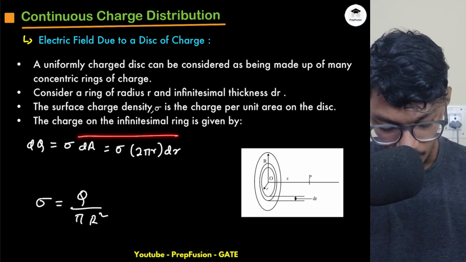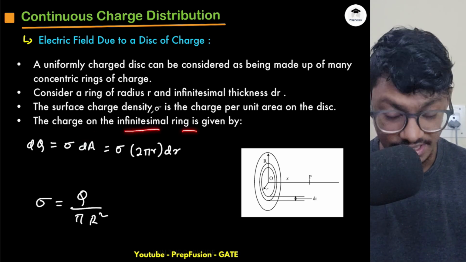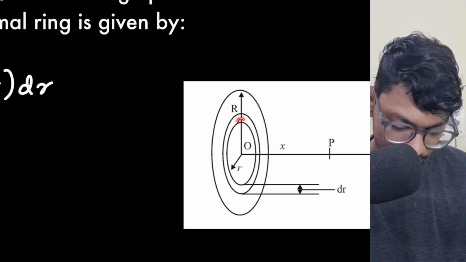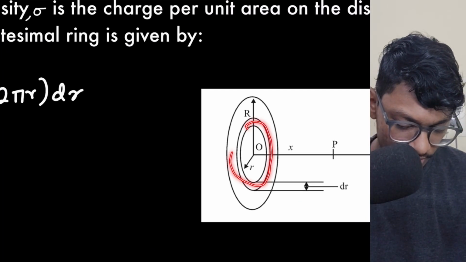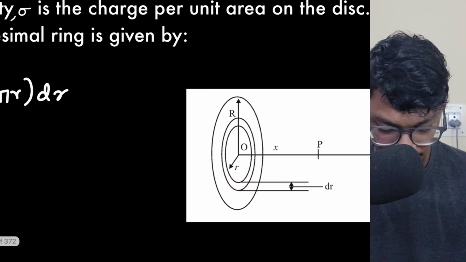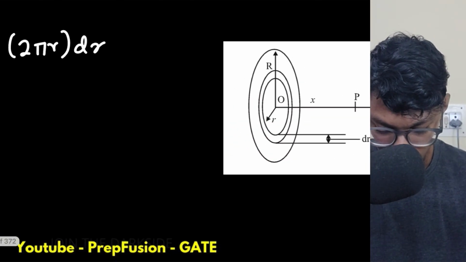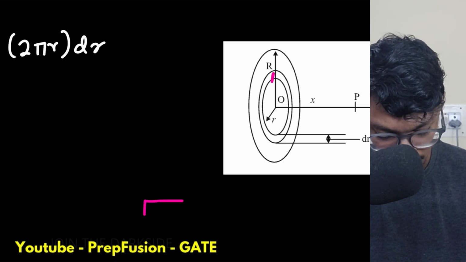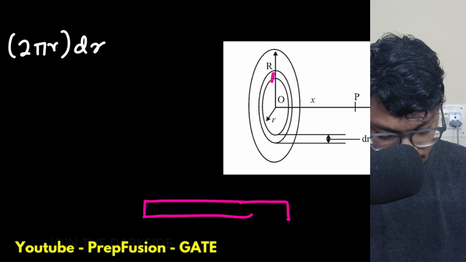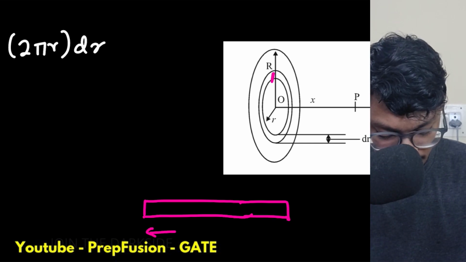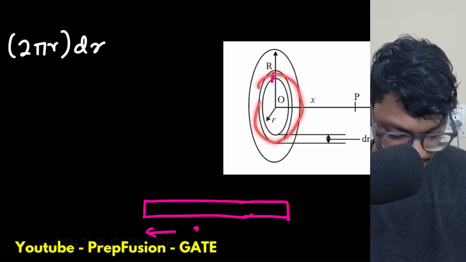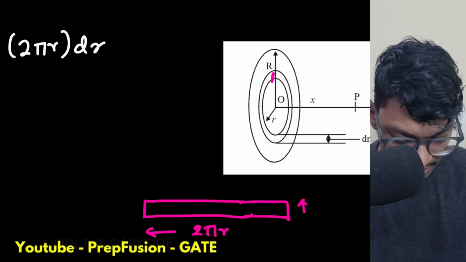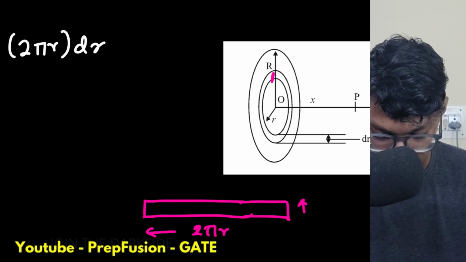The charge on the infinitesimal ring, how much charge will be there? So what is the area of this? If I cut the ring and place it linearly, the length of this ring will be the perimeter, which is 2 pi r. And what is the thickness? I have told you, infinitesimally small, that is dr.